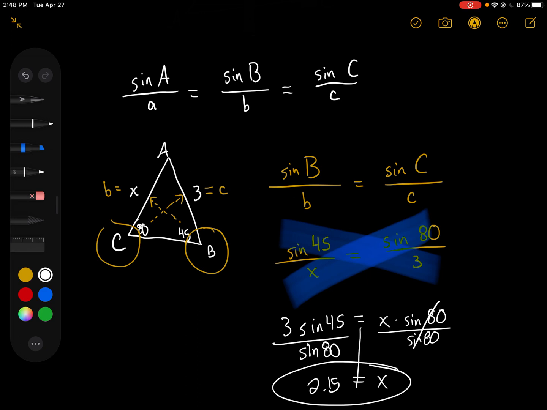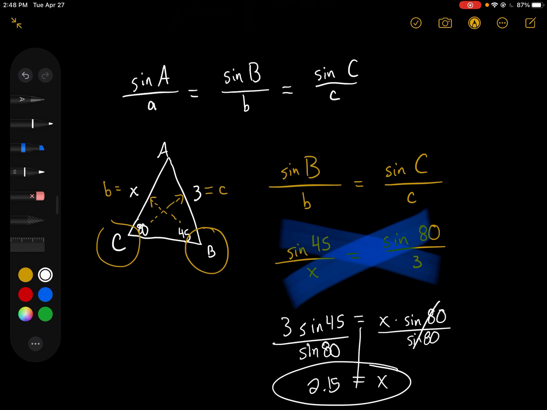When we do that, we'll get an answer of x equals 2.15. And that's our missing side length. We did it. So we just successfully solved for the missing side length of a triangle that is not a 90-degree triangle. It's not a right triangle. And we did it using the law of sines.